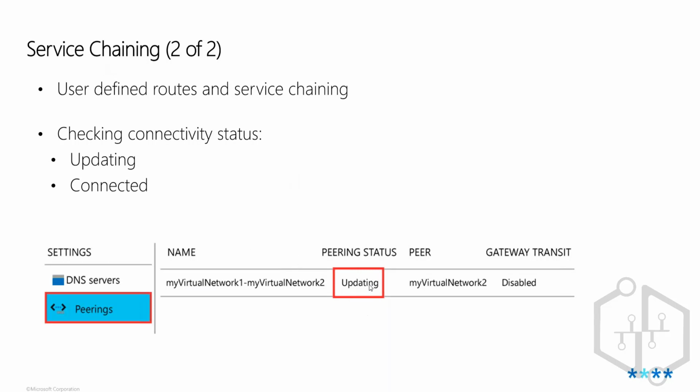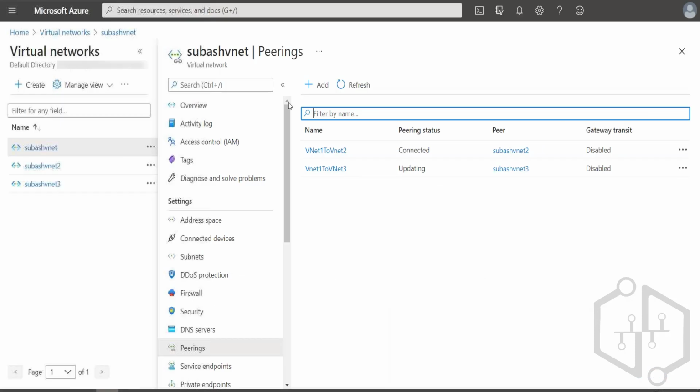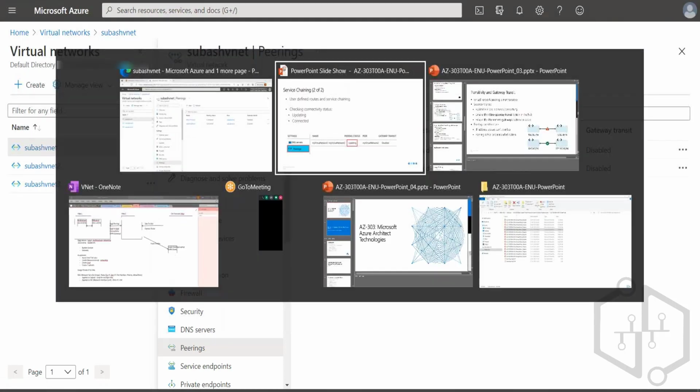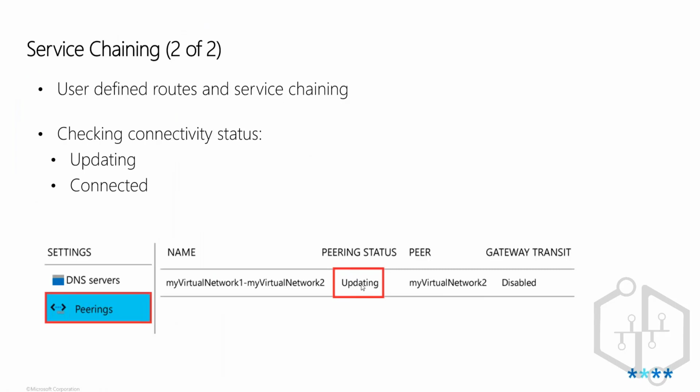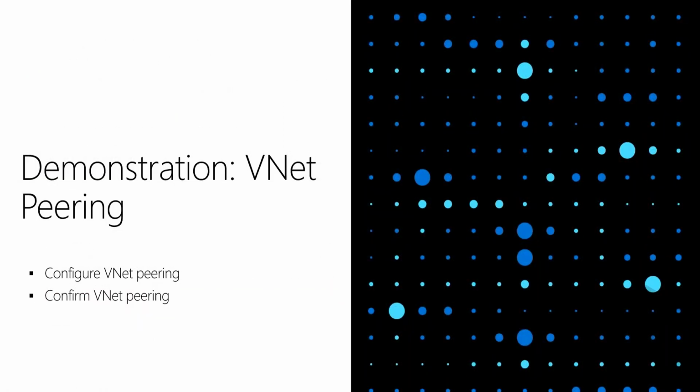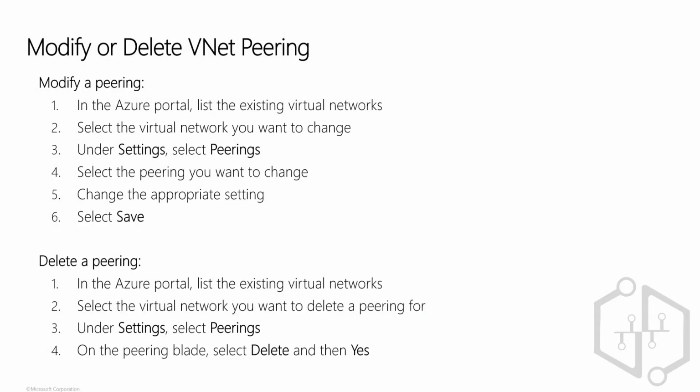Okay. So in terms of service chaining, depending upon the status right now, you'll have to check whether it is updating or it has completed the connectivity, right? In my case, right now, both of them are connected. So regional connectivity and also global connectivity, both of these are enabled over here. Both of them are connected. So I have showed you a demonstration of this. I have configured VNet peering and we have confirmed the VNet peering as well.